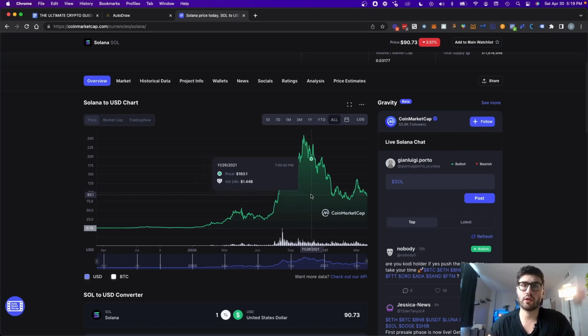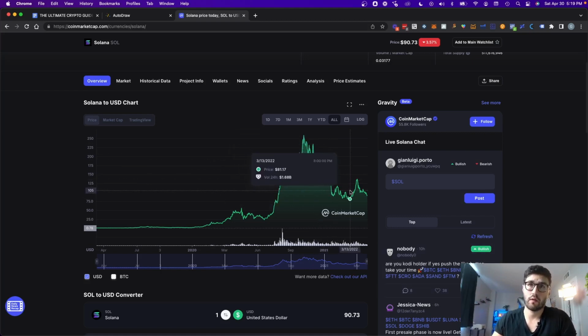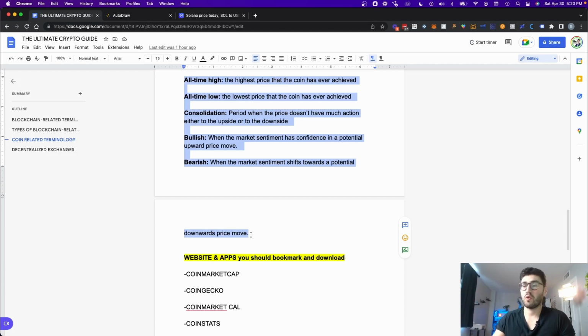But then things changed, and that's when the market shifted bearish. Bearish is completely the opposite, when the confidence of the market shifts from an upward move to a downward move. As you can see here, it had a change of direction and started to go down. That's why the sentiment right now is considered bearish. And those terms, you will hear them a lot in the cryptocurrency market, so I just wanted to cover them so you can have a basic understanding.